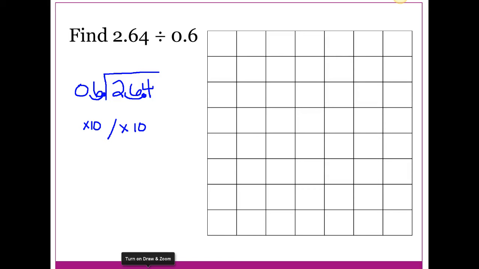After moving the decimal point, I always like to rewrite the problem to make sure it's very clear what it is I'm now dividing. I am now dividing 26.4 by 6. You can see that the decimal point moved over one place in each the divisor and the dividend. Now I go ahead and divide.